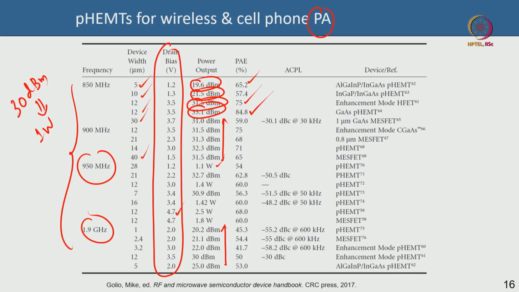That is why compound semiconductor devices are usually in the handset as a power amplifier, and it just tells you what power amplifiers are. This is an aluminum gallium indium phosphide InGaAs pseudomorphic HEMT, I will come to that. This is another pseudomorphic HEMT. Enhancement mode HEMT, which means the threshold voltage is positive.